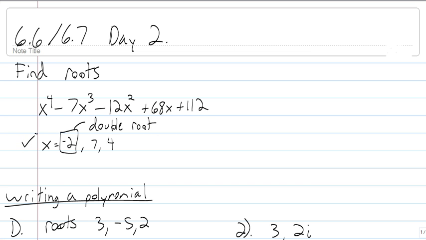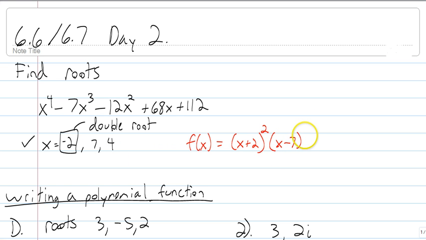I kind of answered my question, but if I wanted to write a polynomial function, which I'm going to do here, what I'm going to do is f of x is equal to, well, if x equals -2, that means that the factor is x plus 2. That's how you get x equals -2. And if it's a double root, that means it's to the second power. x minus 7, because that's how you get the root of 7, and x minus 4 gives you a 0 of 4. So this polynomial function, if you multiply this out, will give you that.